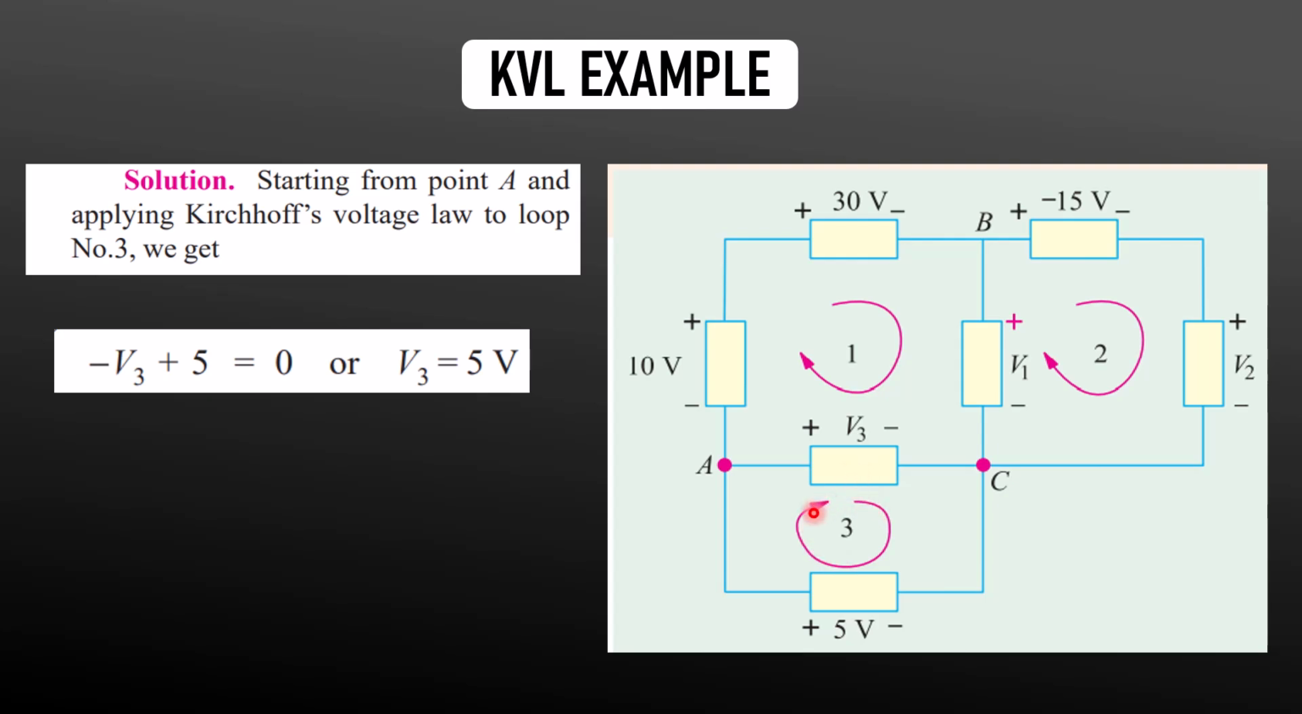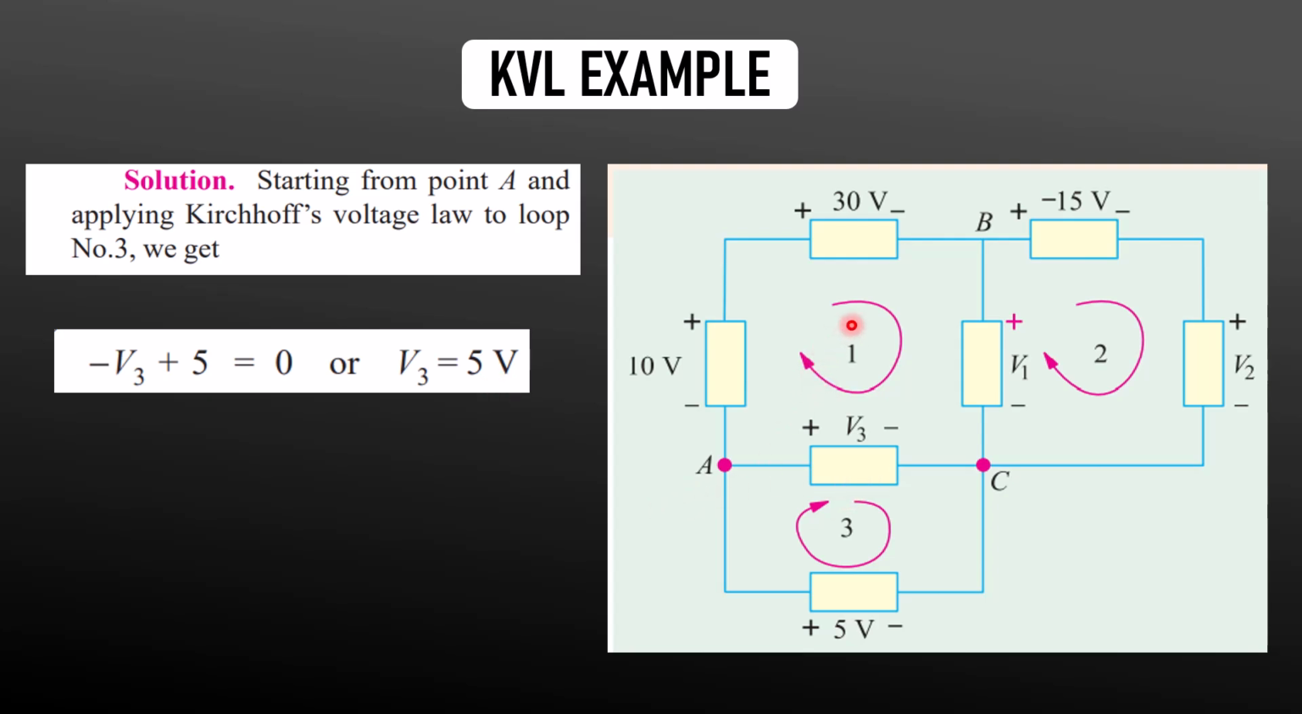Starting from V3, the current is entering from the positive terminal of V3 and exits from the negative terminal. So V3 is indicated with sign minus. Now here you can see the current is entering from the negative side of this 5 volt battery and exits from the positive side. So here we have a rise in the voltage. So the 5 volt is indicated with the sign plus, and both these voltages in a loop are equal to 0 according to KVL. Now solving this equation, V3 comes out to be 5 volt. So here V3 is 5 volt.